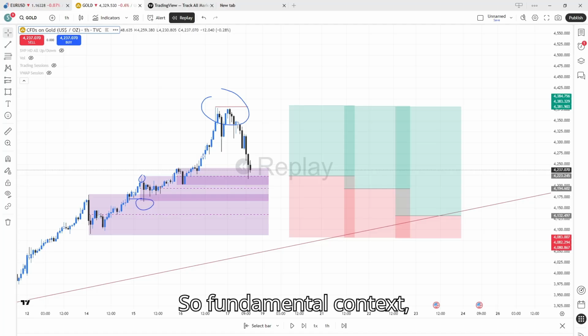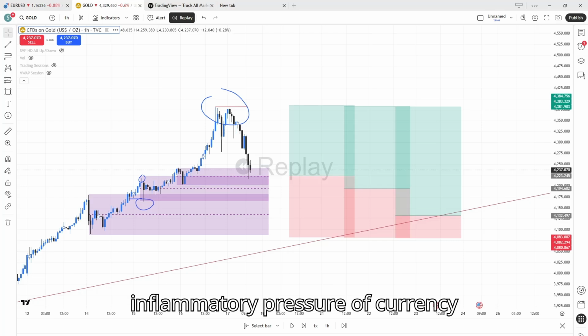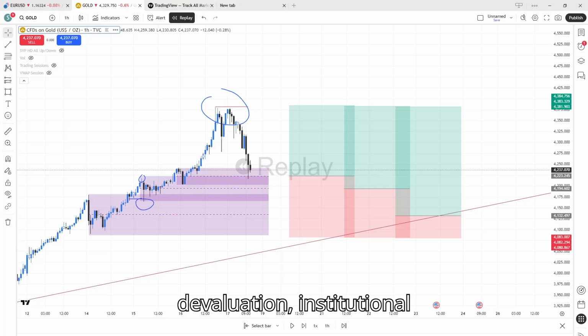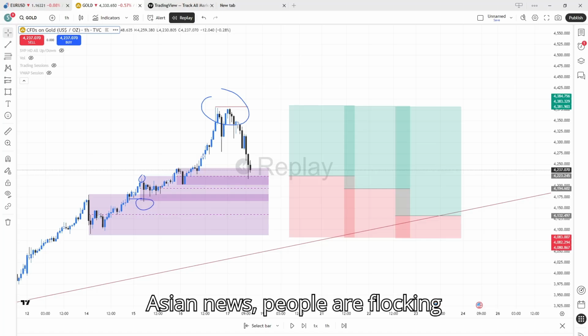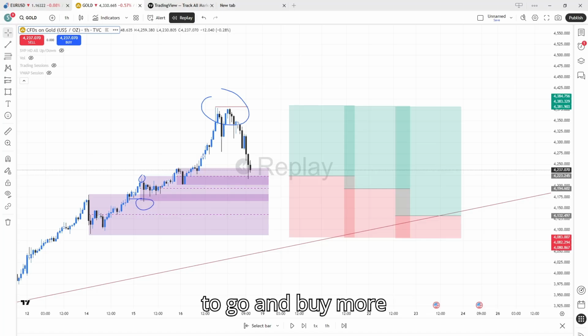Fundamental context, gold as a safe haven. So from a macroeconomic perspective, gold continues to act as a safe haven asset. In times of geopolitical tension and the inflationary pressure of currency devaluation, institutional investors and hedge funds will flock to gold. As of today, I think I saw on the Asian news, people are flocking to buy more gold.